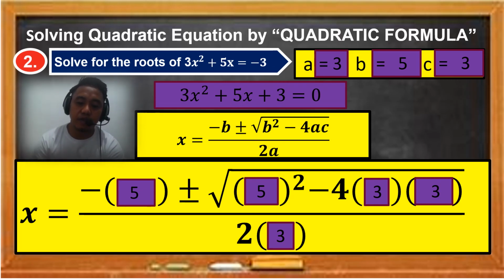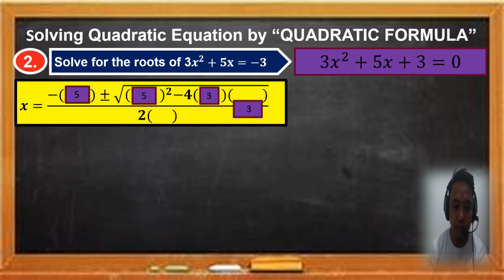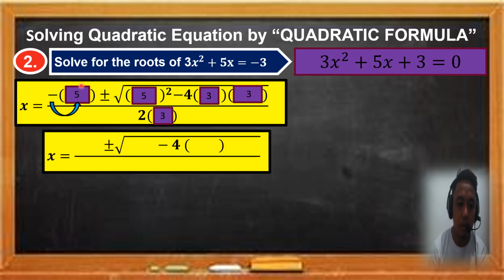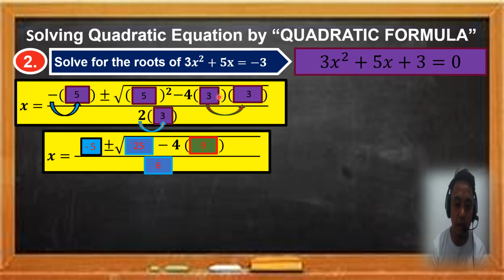Next, after plugging in the values of A, B, and C, removing na yung parentheses. So, let's remove the parentheses. Yan na po. Binilisan ko lang, ano? Negative times positive is negative 5. And then multiply mo lang to sa sarili niya. 5 times 5, 25. Then, ito naman, 3 times 3 is 9. Okay? So, 2 times 3, that is equal to 6.